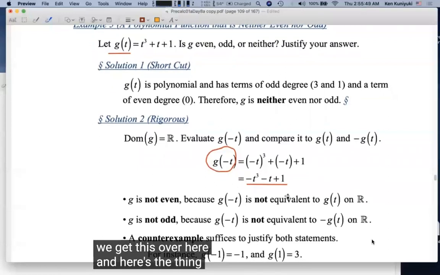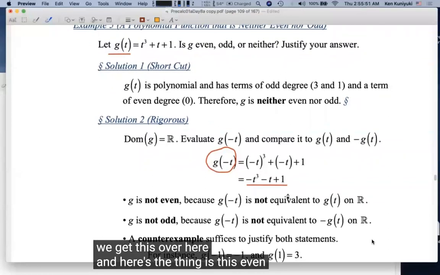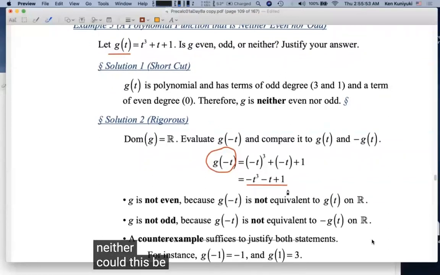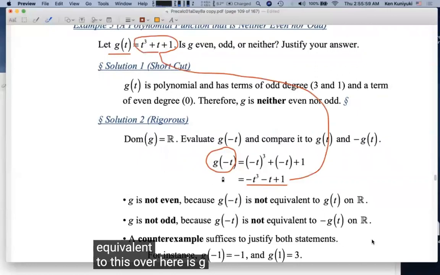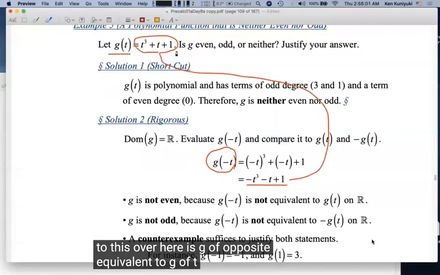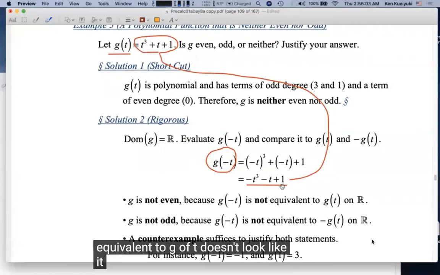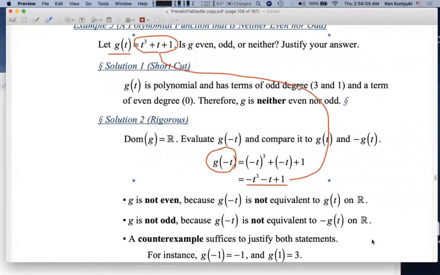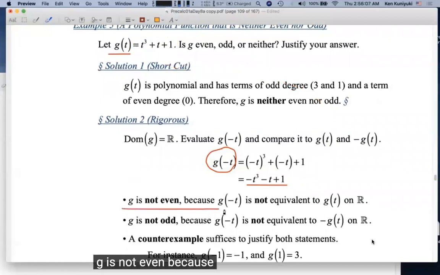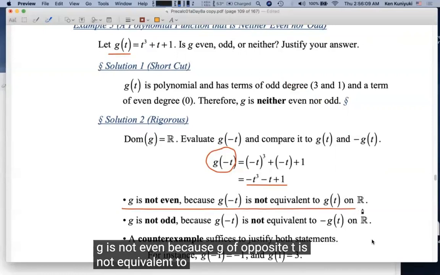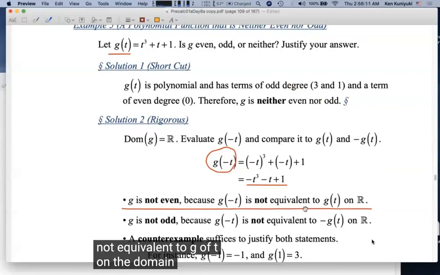And here's the thing. Is this even, odd, or neither? Could this be an even function? Is this equivalent to this over here? Is g of opposite t equivalent to g of t? Doesn't look like it. G is not even because g of opposite t is not equivalent to g of t on the domain.